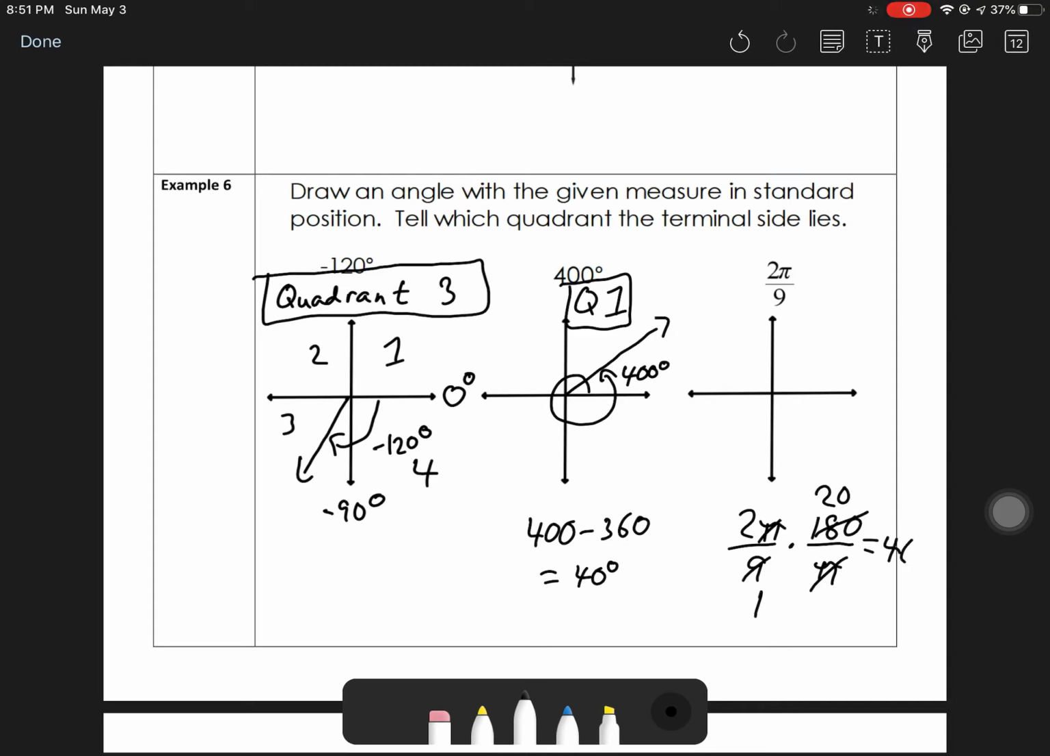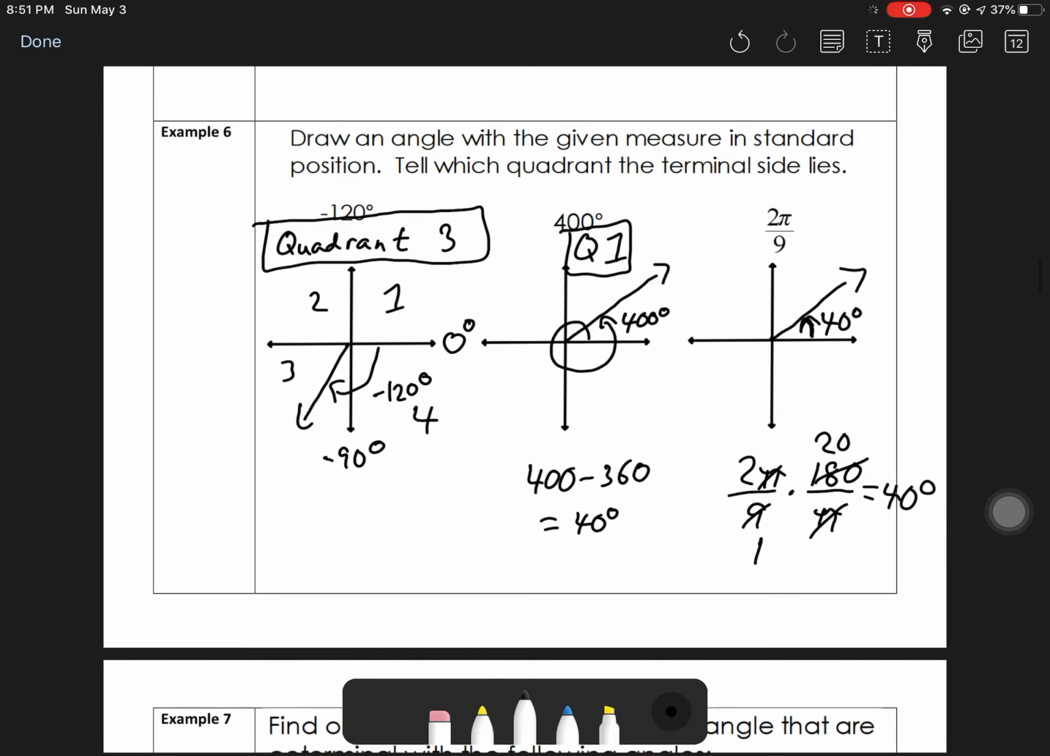So 2 times 20 is 40 degrees. So 2 pi over 9 is 40 degrees, which is the exact same one as the last one right here. 40 degrees. And then I always draw that little tiny arrow just to show what direction we're going. And this is in Q1 as well.